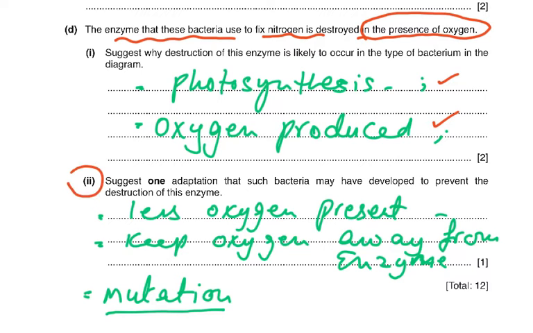And then, of course, we come to the part 3, part 2 of the question. Suggest one adaptation that such bacteria may have developed to prevent the destruction of the enzyme. So anything which showed somehow that less oxygen present, yes, actually these bacteria have something known as leghemoglobin, and that absorbs the oxygen in these plants. So if there'll be less oxygen present, or if you can somehow keep the oxygen away from the enzyme, and that's what I suggested, that there could be a pigment which absorbs the oxygen, or maybe a mutation results, which of course results in the oxygen not killing the bacteria. So these were the 3 different points, and you only have to give me one.